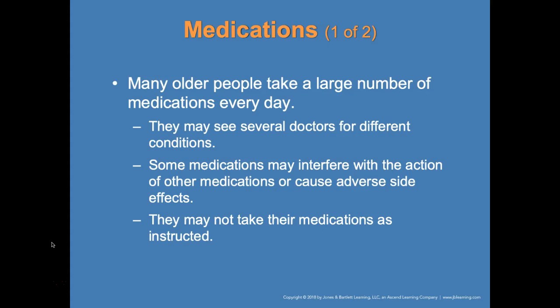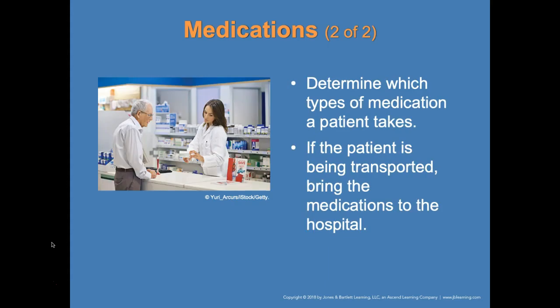They start having some Alzheimer's, some decreased memory. They might double up on their meds. They might forget to take their meds completely. So we need to get an idea of what they take. Have they been taking it as prescribed? Like I said, determine what types of medication they take.